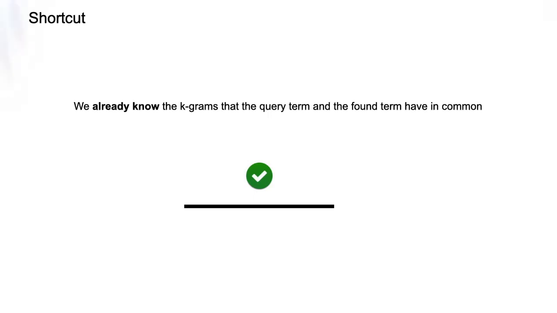Why? Because when you have a query term and you take the k-grams, first you already have the k-grams of the query term. This doesn't change, it's static once you have that. But then when you look up the words in the k-gram index, you also already know the k-grams that the query has in common with the word, because this is from the index, you know that, right? Look at the index.